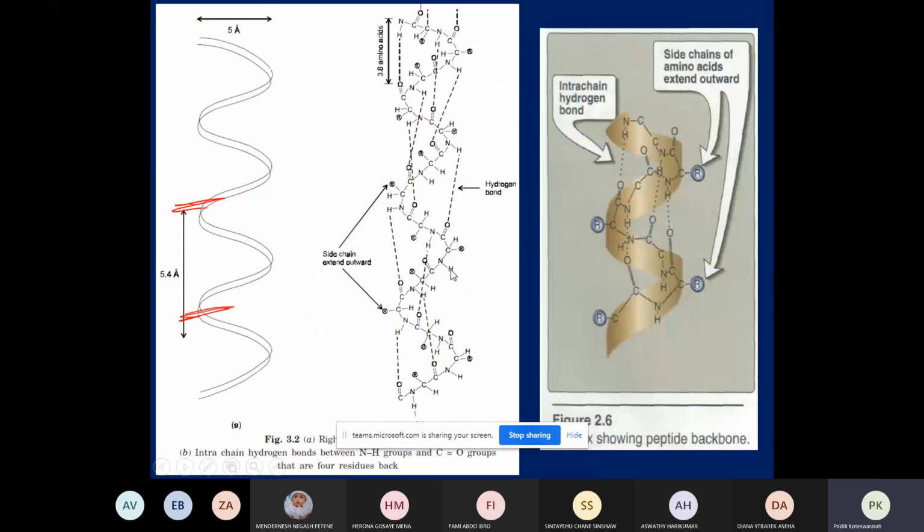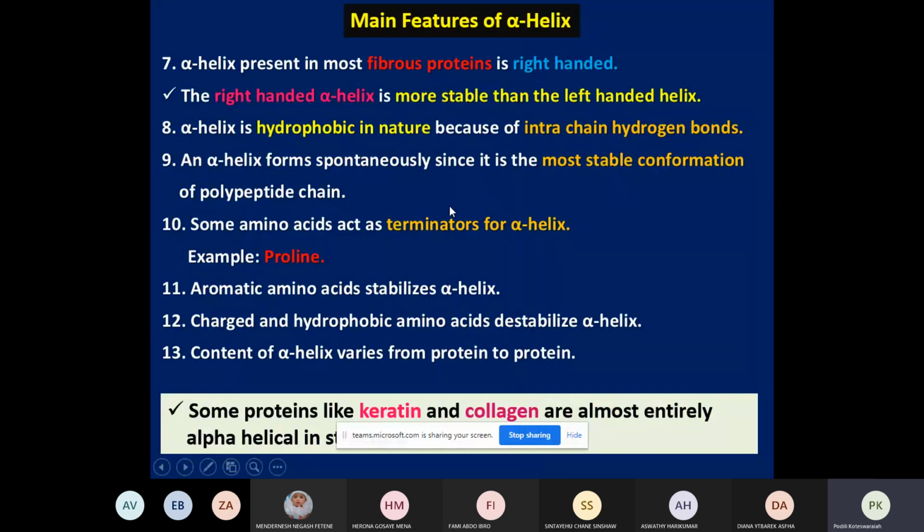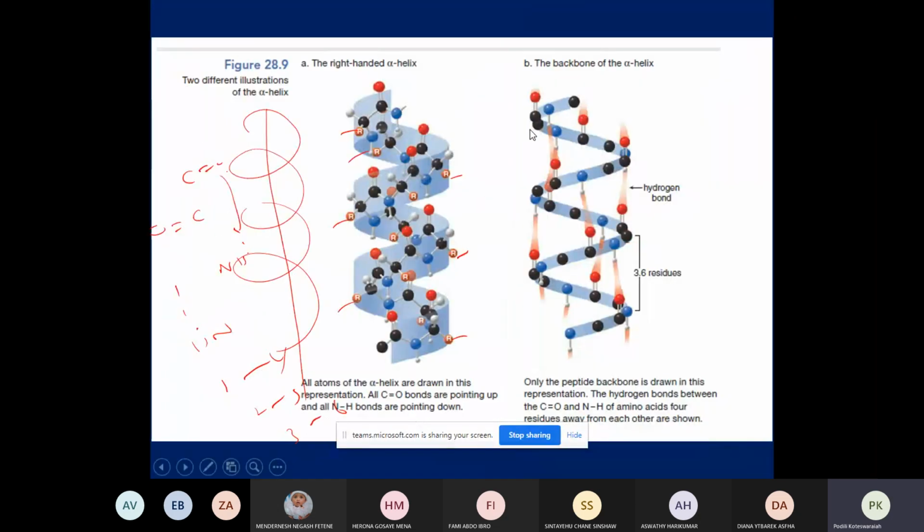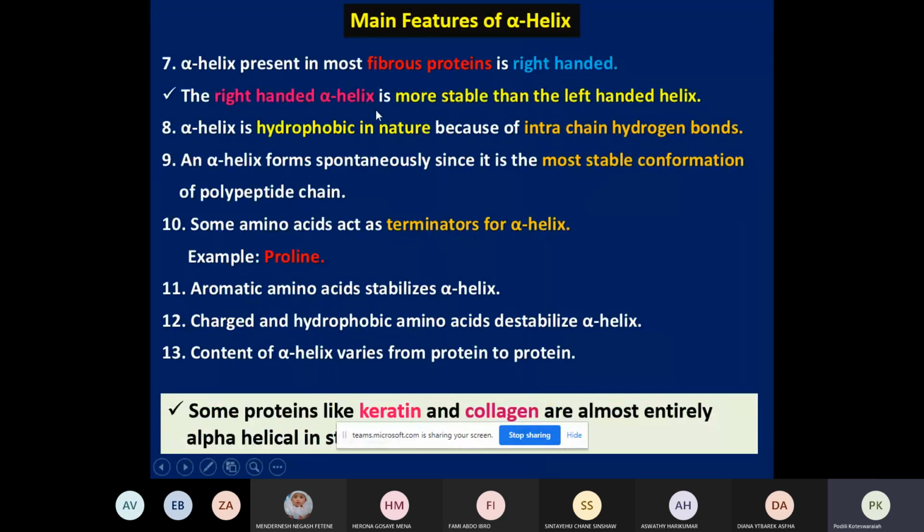You can see here the extents of hydrogen bonding. Every carbonyl oxygen and the amide hydrogen are involved in hydrogen bonding. So this hydrogen bonding gives rigidity to the alpha helix and also stability to the alpha helix. And as I already said, the polypeptide chain can fold into either right-handed or left-handed, and the right-handed alpha helix is more stable compared to the left-handed. Left-handed alpha helix is unstable because of the steric hindrance by the side chains, and the right-handed alpha helix is more stable than the left-handed alpha helix.